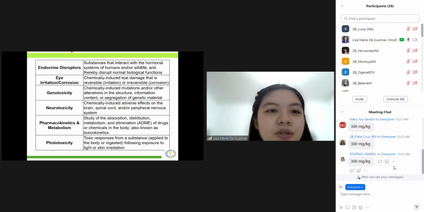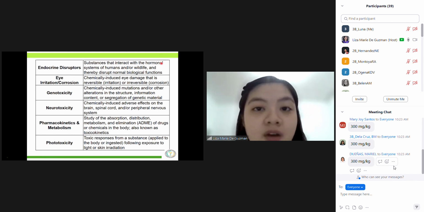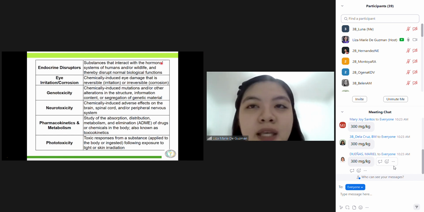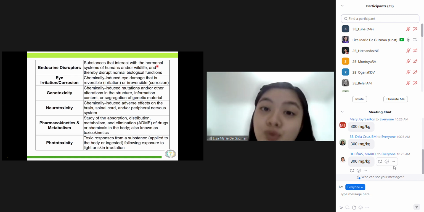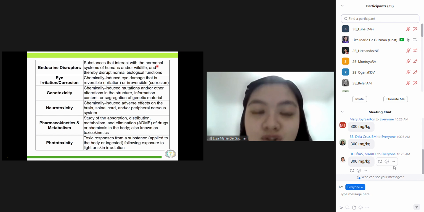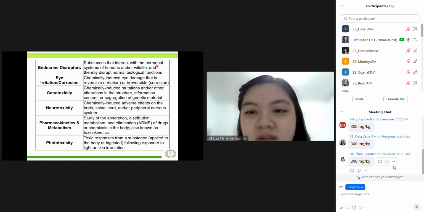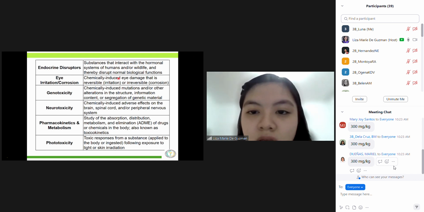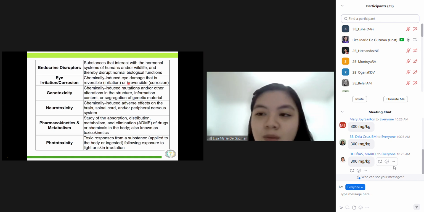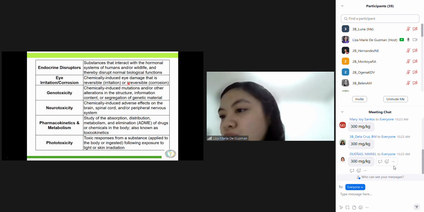And then the endocrine disruptors, so the effect of the drug on the hormones, can it mimic, can it increase or reduce the function of the hormones? Then eye irritation or corrosion, inducing eye damage, let's say by a reversible mechanism, causing only irritation, or irreversible, causing corrosion.